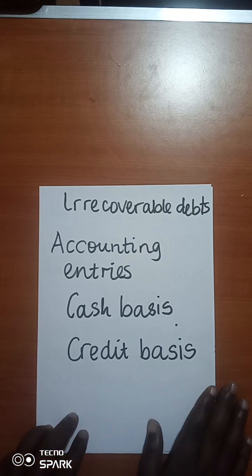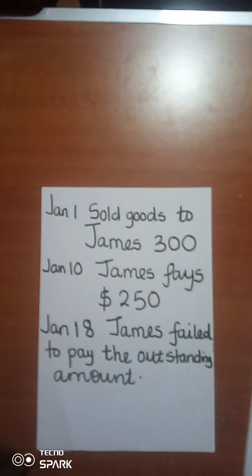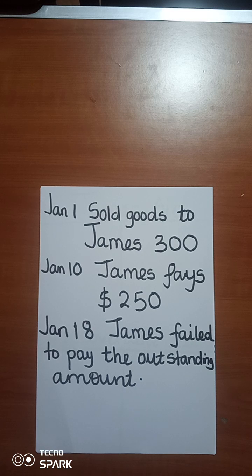So let's look at this example, right? We have January 1, sold goods to James, 300. January 10, James pays 250. January 18, James failed to pay the outstanding amount.